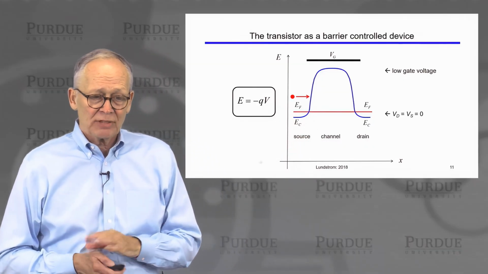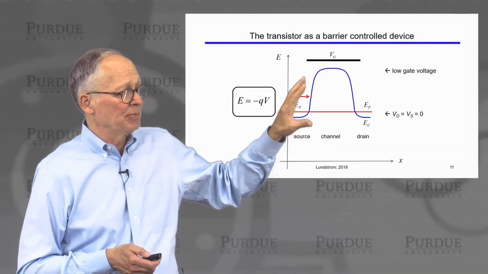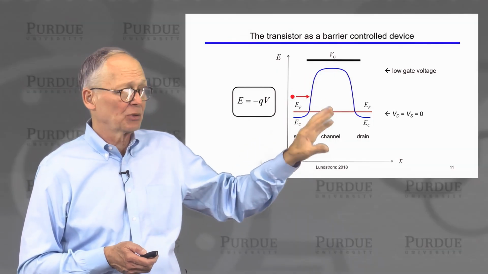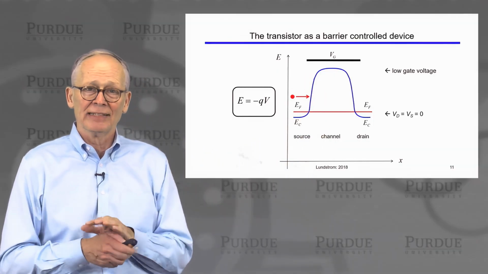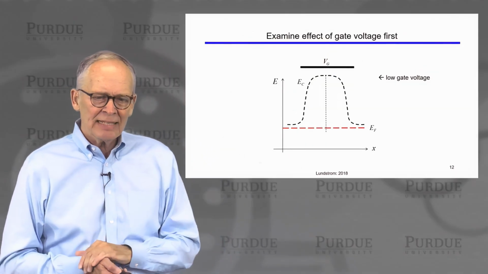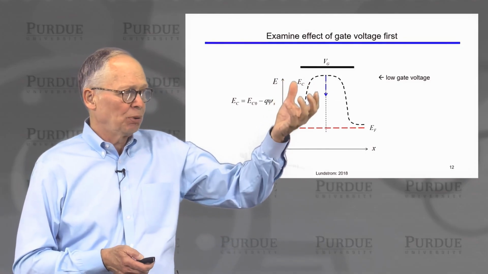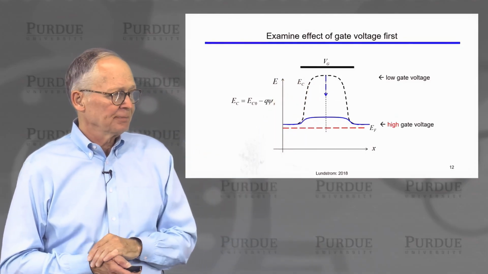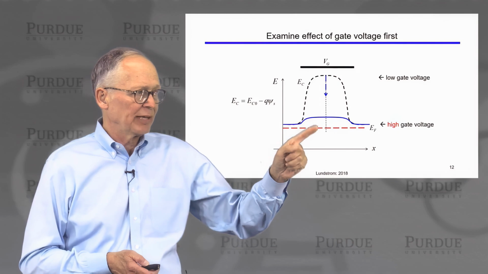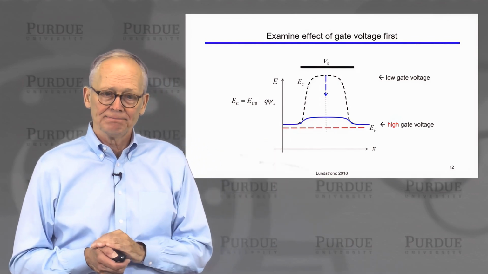When the transistor is off, no current can flow. There is a big energy barrier that holds the electrons in the source and holds the electrons in the drain. They can't flow across the device and out to the terminals. Now, if we increase the gate voltage, we'll pull the energy down in the channel. We'll pull it way down and we'll have an energy band diagram that looks like this blue line.